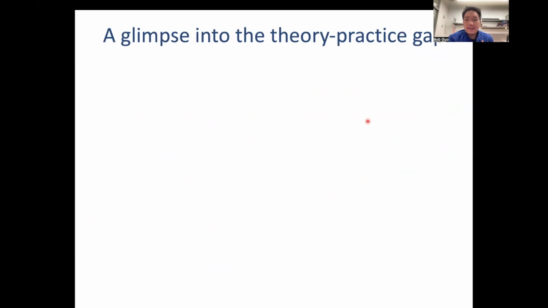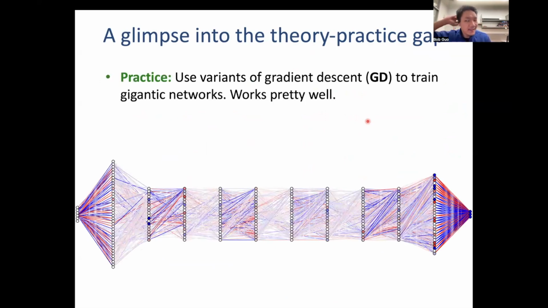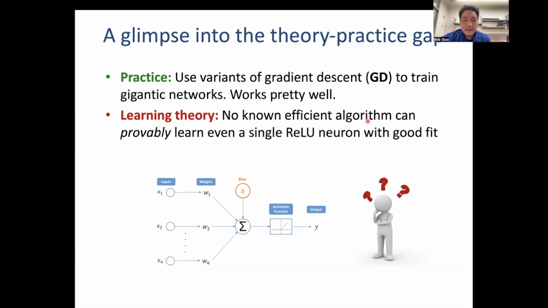So before we go into our theoretical findings, I'd like to first introduce the theory-practice gap in this area. In practice, people use variants of gradient descent to learn gigantic networks, and they work pretty well. But in terms of learning theory, there's no known efficient algorithm that can provably learn even a single ReLU neuron with good fit. So not even the thing we just introduced. In today's talk, we will focus on pushing the theory a little bit further by specifying how hard it exactly is to learn a single neuron under a specific learning model.